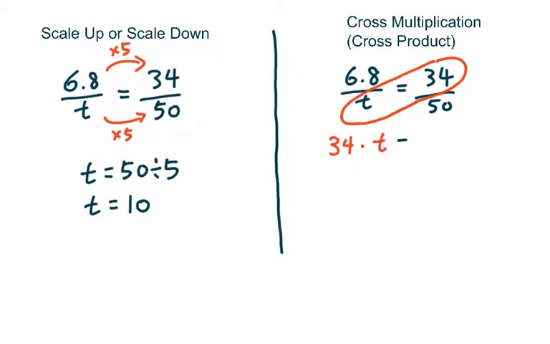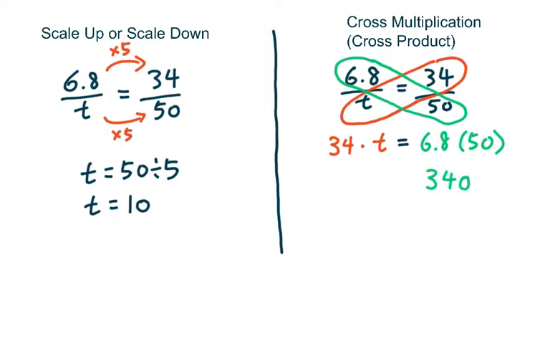And bring down the equal sign. And then I will cross multiply 6.8 times 50. So 6.8 multiplied by 50. I'm showing you two different ways of writing multiplication, but essentially they both mean multiplication. So 6.8 times 50 equals 340.